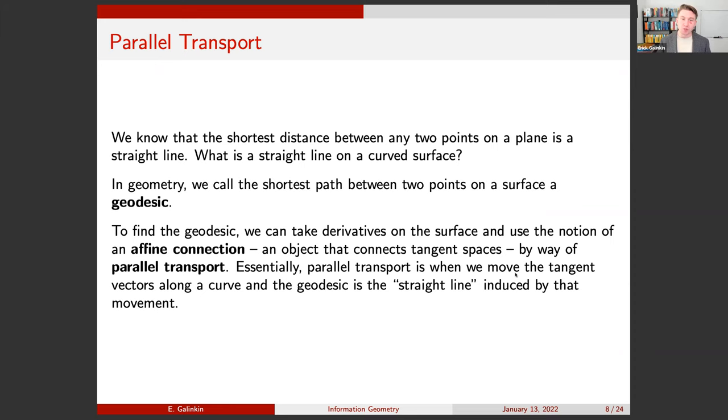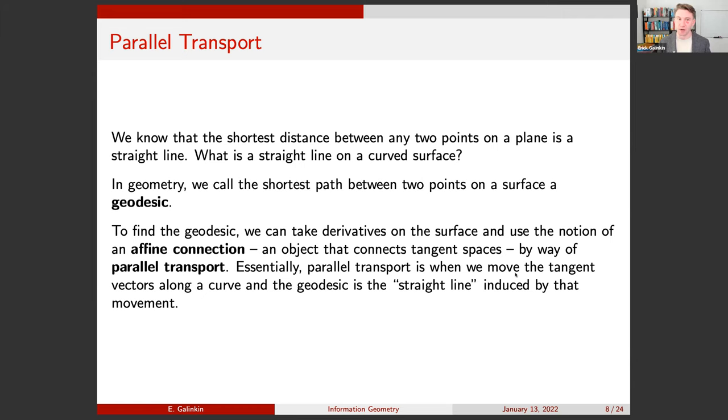And so then we use this notion of parallel transport. Parallel transport is if we have this tangent vector, so take your tangent plane, just squish it down to be a vector, that touches the ball at one point and keeps going off to infinity each way. If you move the tangent vector along your surface or along the curve, such that at each point the tangent vector remains parallel to the previous tangent vectors, then the geodesic is the straight line that gets induced by moving it along that path. So that is how we find the geodesic for a manifold.